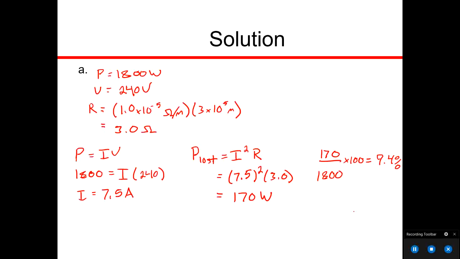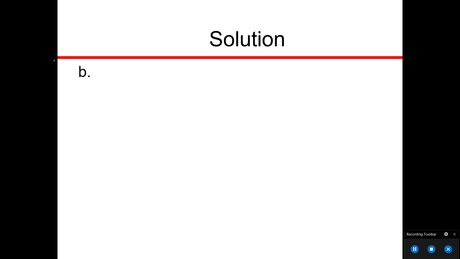Okay, so let's see what happens if we send the power at 12,000 volts. The difference here is that our power is staying the same, but we send the voltage at 12,000 volts. So the power of our hairdryer does not change. The voltage now is 12,000 volts. The resistance is still going to be the same as well, because we're not changing the wires that it travels through, so 3 ohms.